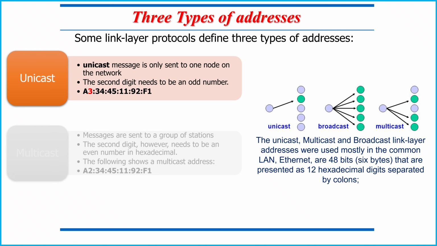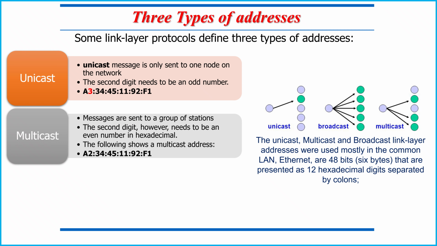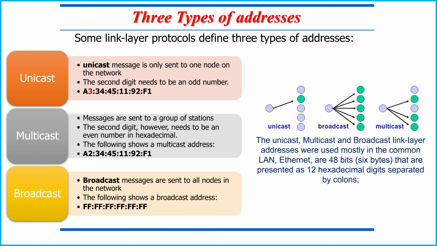Next one is multicast. Messages are sent to a group of stations. Here also the second digit needs to be an odd number in hexadecimal format. Third type is broadcast, where the messages are sent to all the nodes present in the network.